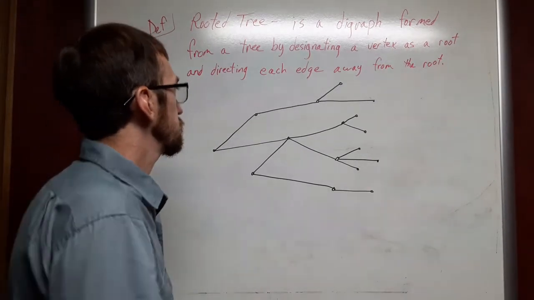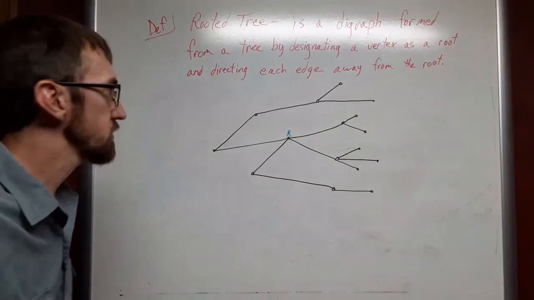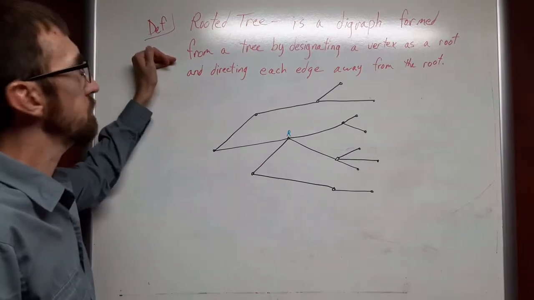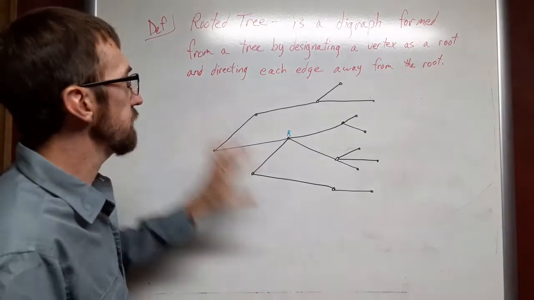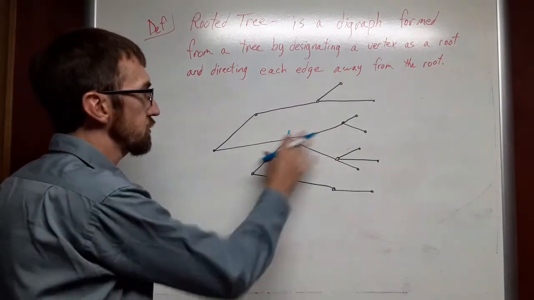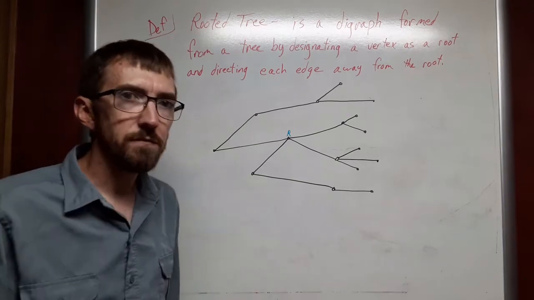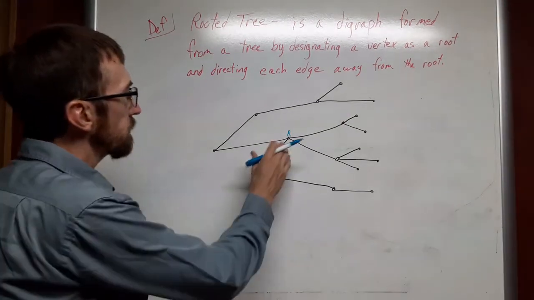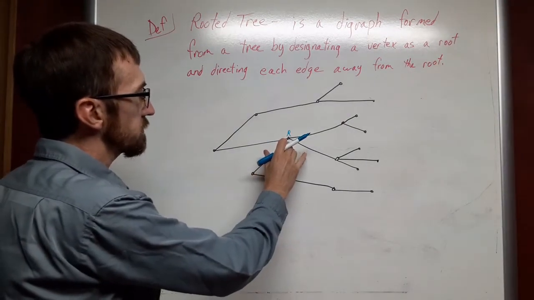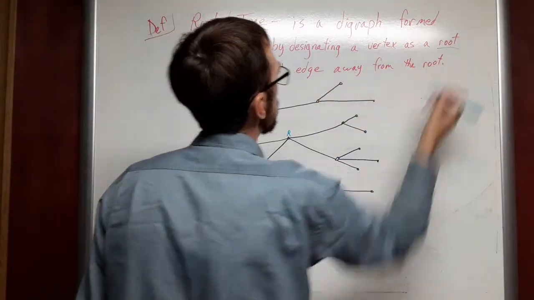I'm going to choose something like this vertex here as our root and explore what happens when we apply this definition to this graph. This graph is a tree. You see there's no cycles. Everything's connected. So it meets the definition for a tree. Now we're going to designate this vertex R. This is going to be the root.